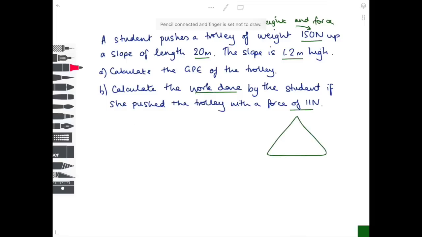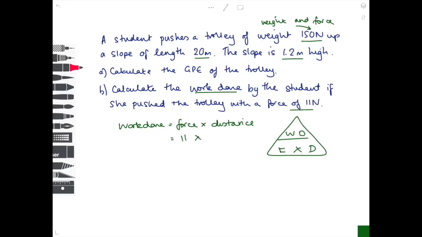So the formula triangle we need this time is work done equals force times distance. So we're looking for work done. Let's write out the equation: equals force times distance. The force we know is 11 newtons. The distance, look higher up in the question, she pushed it up a slope of length 20 meters. So that's why we substitute in 20 here. Pop it into the calculator and you know that it is 220. Work done, remember, has the same units as energy, which is why I'm putting 220 joules.